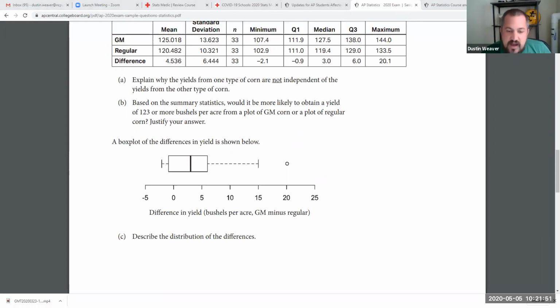Anytime it says describe the distribution, describe the distribution means shape, outliers, center, spread. Anytime it says that, you don't just talk about it. Describing the distribution means you need to have those four things.